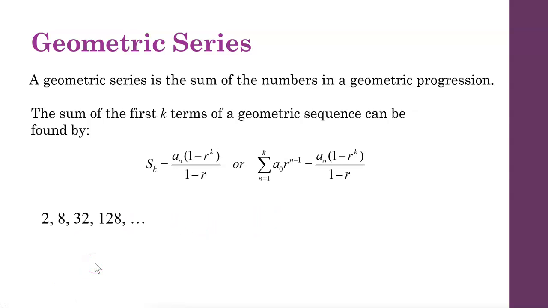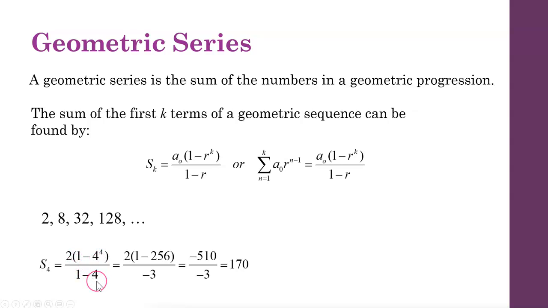As an example, if we go back to the sequence we had, and let's say we want to add the first 4 terms using the formula we just saw, the sum of the first 4 terms would be 2 times 1 minus 4 to the 4th over 1 minus 4. 4 to the 4th is 256. So on the top I have 2 times 1 minus 256. On the bottom is -3. And that gives me -510 divided by -3, which is 170. And we can see if we had added the first 4 terms, 2 plus 8 plus 32 plus 128, it would have given us 170.